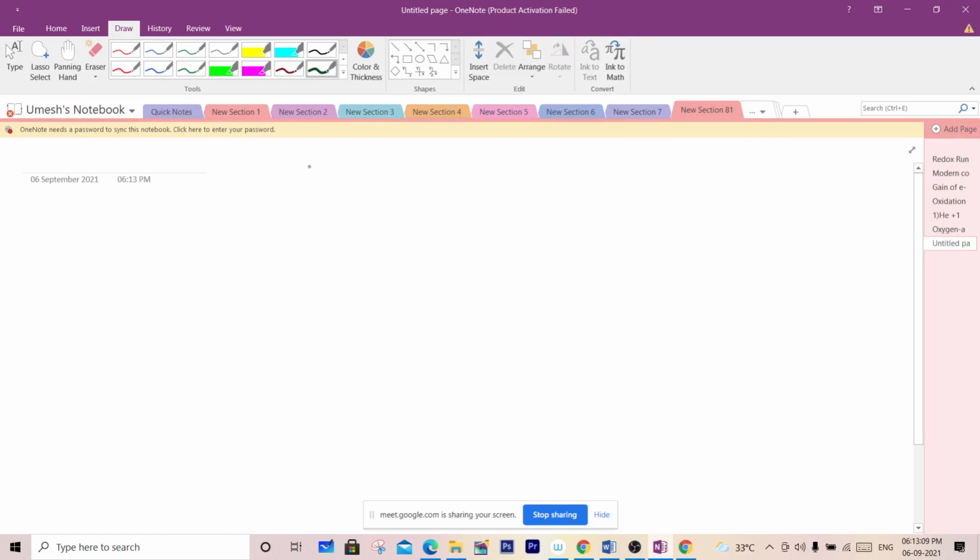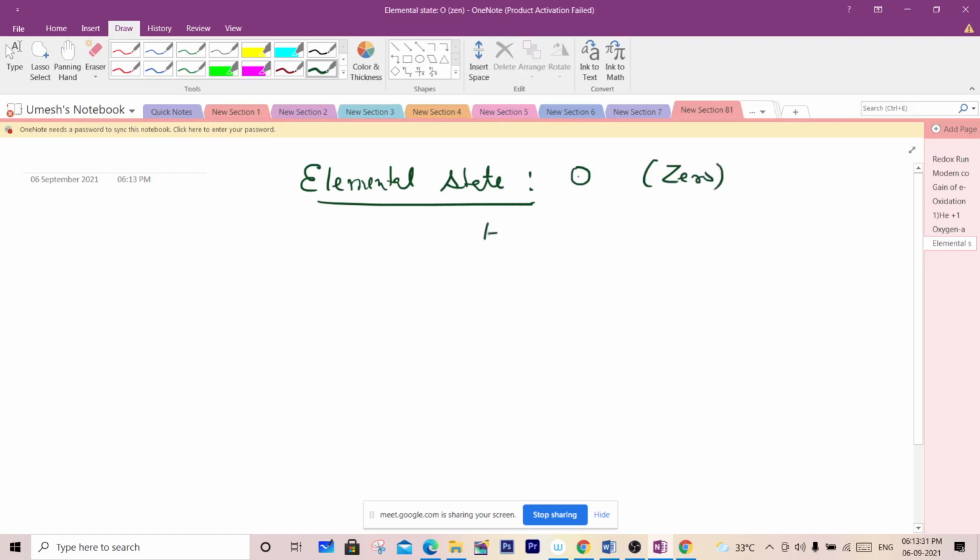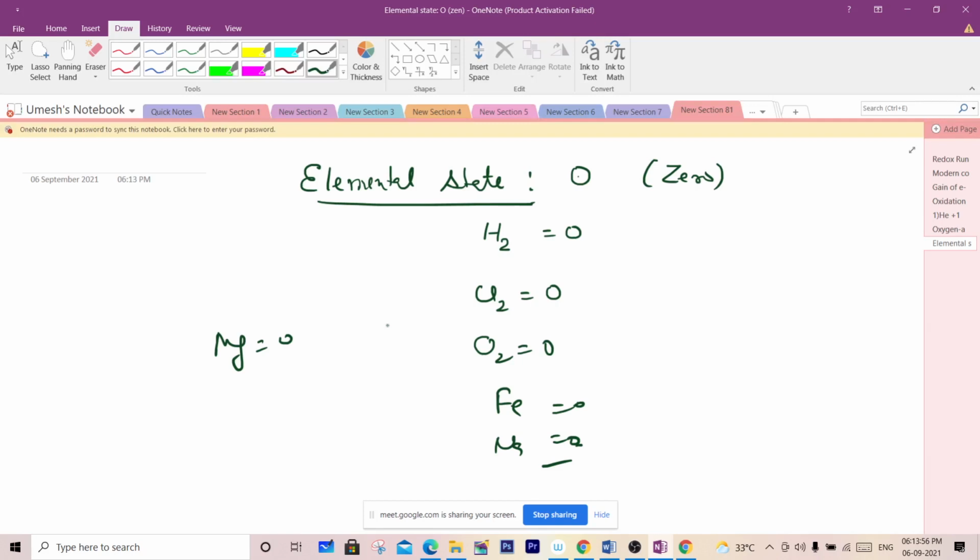Now, next case. Oxidation number of a substance in the elemental state is taken as 0. Suppose I say hydrogen exists as H2, then it is 0. Cl2 is 0, O2 is 0. Iron, sodium, magnesium, all these are in the state of 0 here. Am I clear?